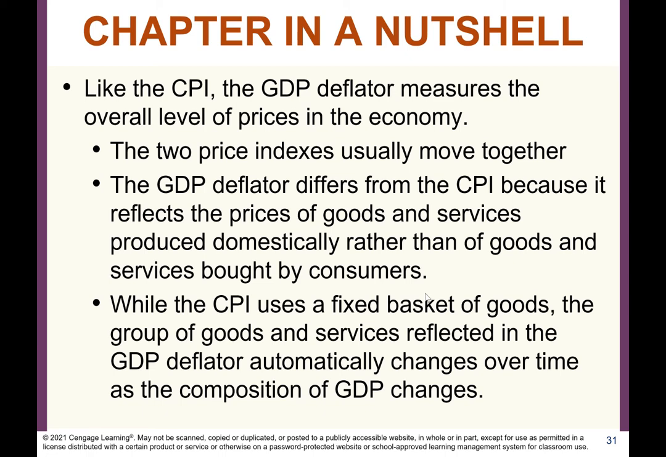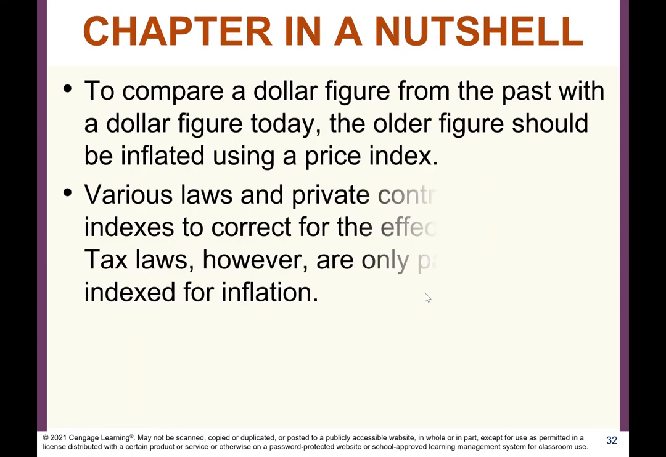Like the CPI, the GDP deflator measures the overall level of prices in the economy. The two price indices usually move together. The GDP deflator differs from the CPI because it reflects the prices of goods and services produced domestically rather than of goods and services bought by consumers. While the CPI uses the fixed basket of goods, the group of goods and services reflected in the GDP deflator automatically changes over time as the composition of GDP changes.